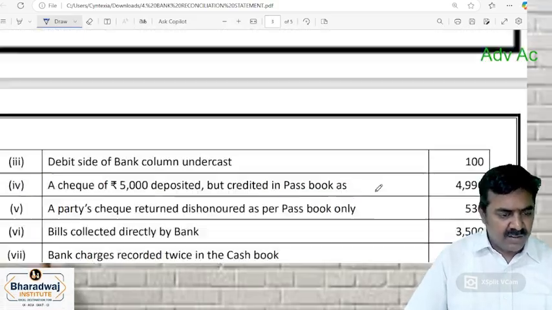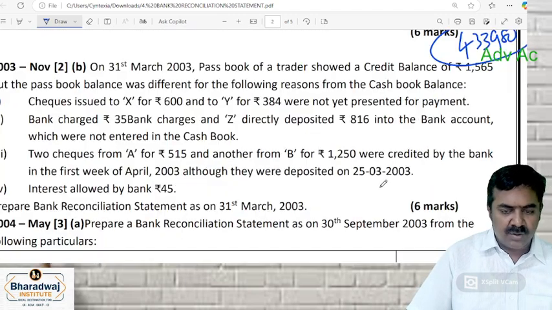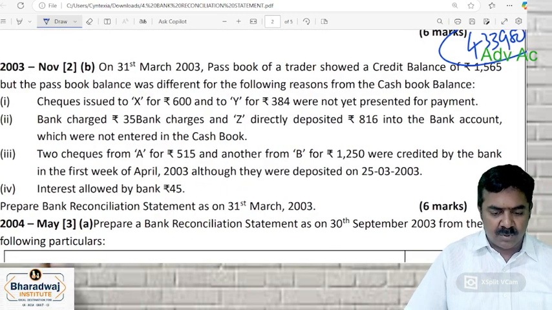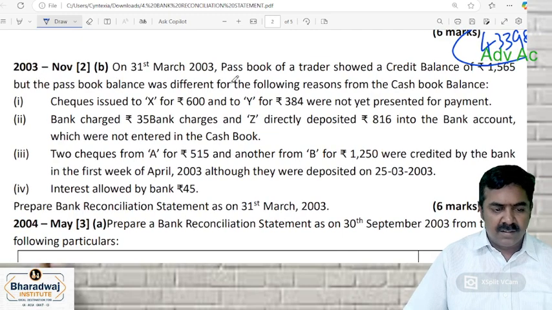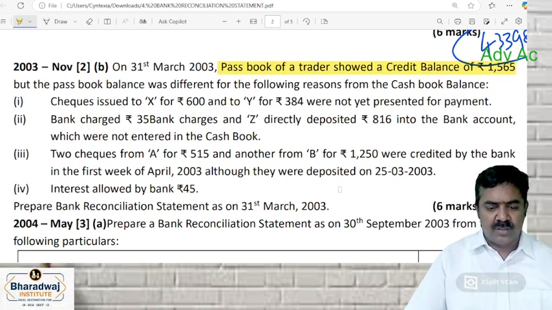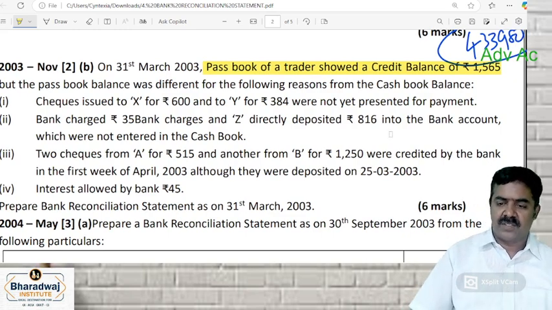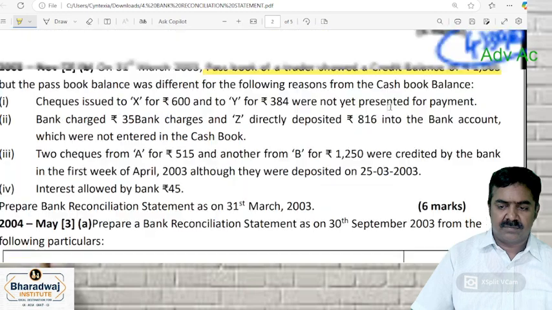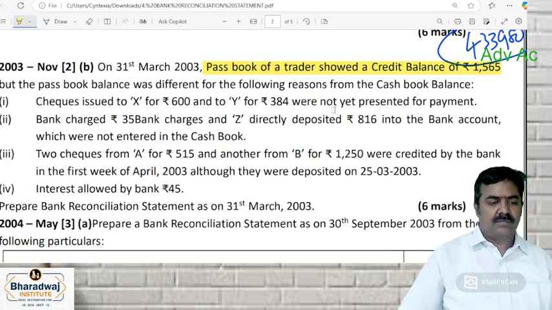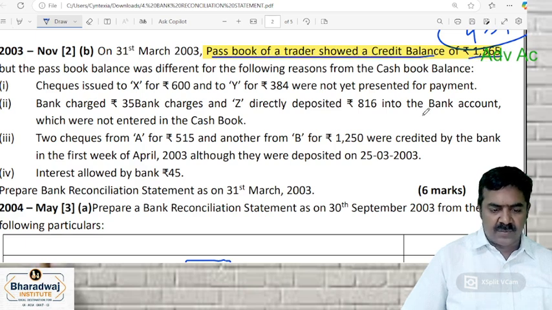Okay. We'll start with OD as per cash book. One more question, this question. Credit balance. Passbook showed a credit balance of how much? 1565. Try this question. It's a normal balance or OD balance? Credit balance as per passbook means normal balance 1565.